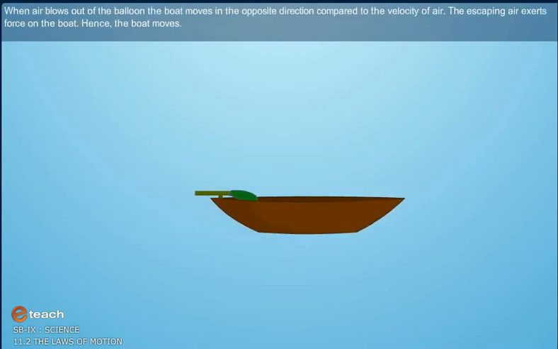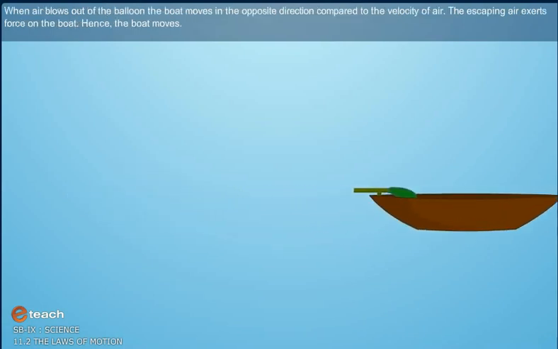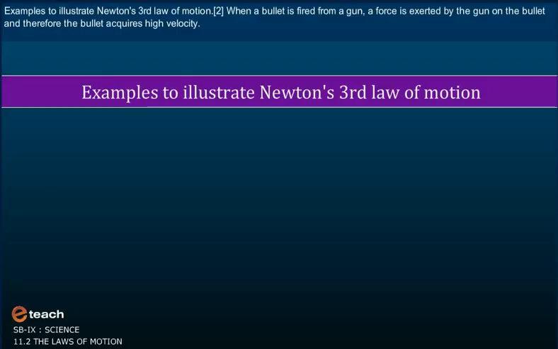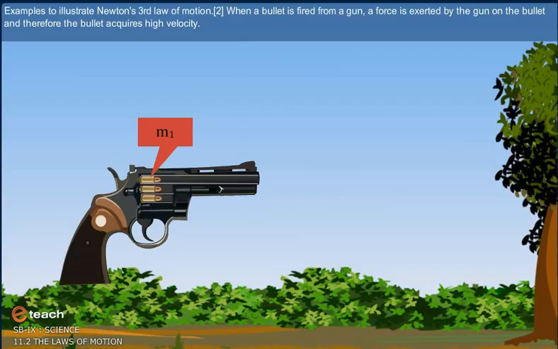And why? When air blows out of the balloon, the boat moves in the opposite direction compared to the velocity of air. The escaping air exerts force on the boat. Hence, the boat moves. Examples to illustrate Newton's third law of motion.